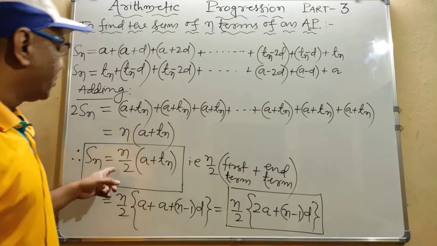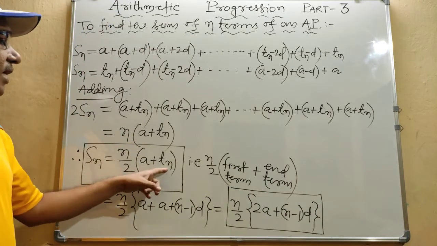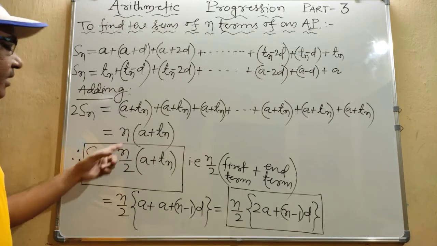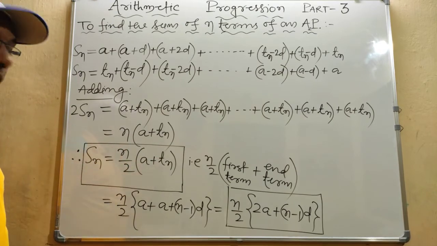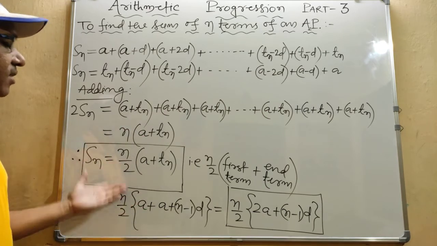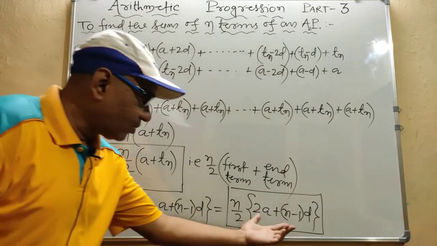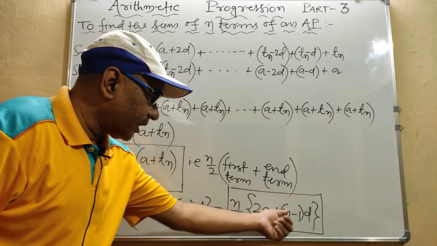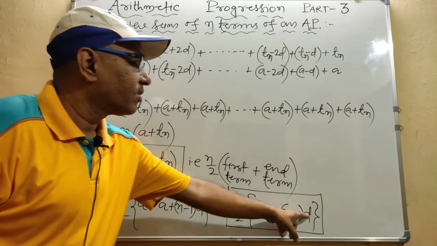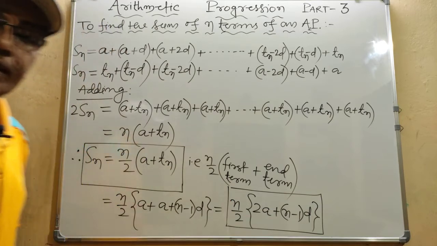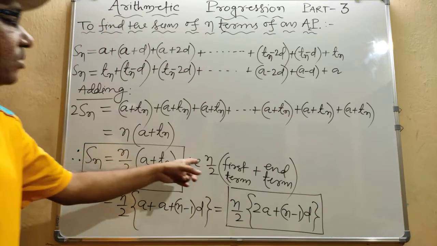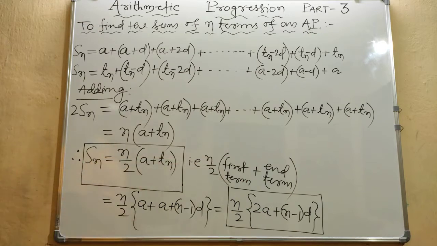This formula will be used when the first term and last term are given and the number of terms is also given. Then n by 2 (first term plus last term). Or if the last term is not given but the number of terms is given, and the first term and common difference are given, then we use this n by 2 (2a plus n minus 1 into d). ये तभी यूज करेंगे जब फर्स्ट टर्म दिया हुआ रहेगा, कॉमन डिफरेंस दिया हुआ रहेगा, नंबर ऑफ टर्म दिया हुआ रहेगा. अगर फर्स्ट टर्म लास्ट टर्म दिया हुआ है, नंबर ऑफ टर्म दिया हुआ, तो ये भी यूज कर सकते हैं to get the sum up to n terms.